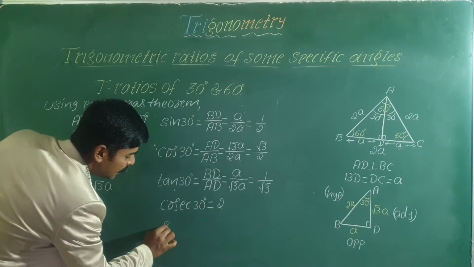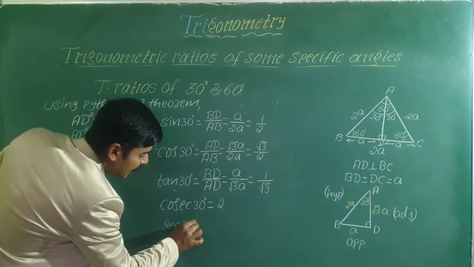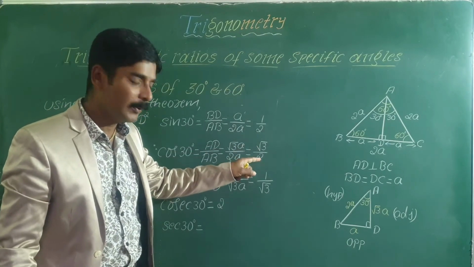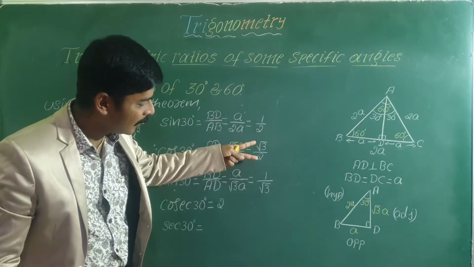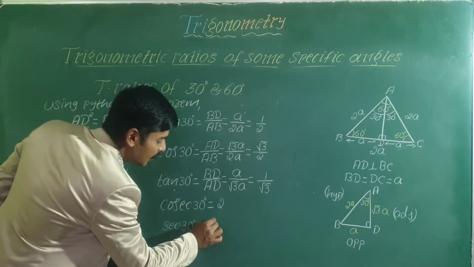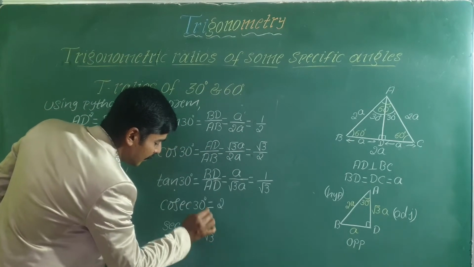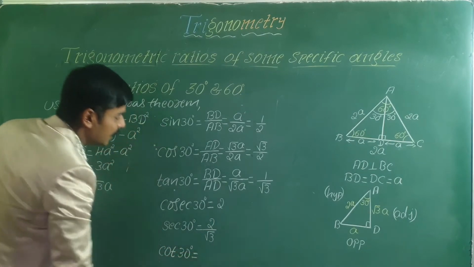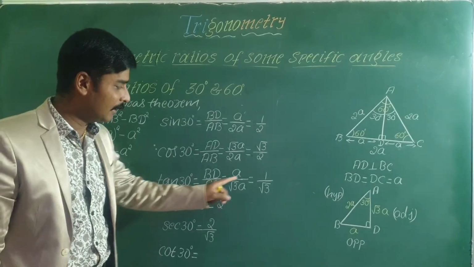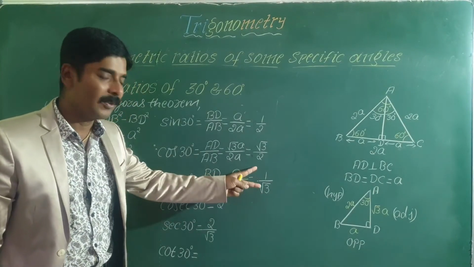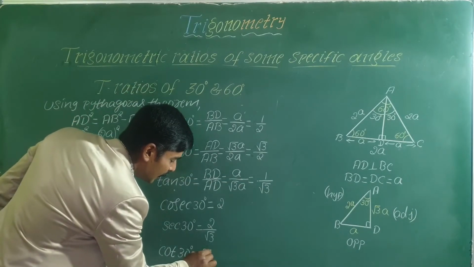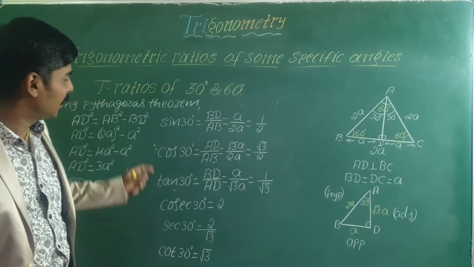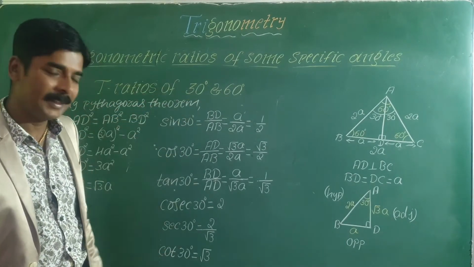Similarly, secant 30. This is the reciprocal of cos 30. Cos 30 is root 3 by 2. The reciprocal of root 3 by 2 is 2 by root 3. Finally, we have cot 30. Cot 30 is the reciprocal of tan 30. Tan 30 is 1 by root 3. The reciprocal of 1 by root 3 is root 3. Okay? Hope you understood how to find the trigonometric ratios of 30 degree.